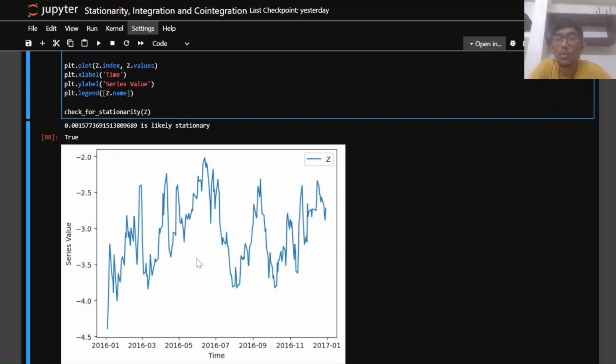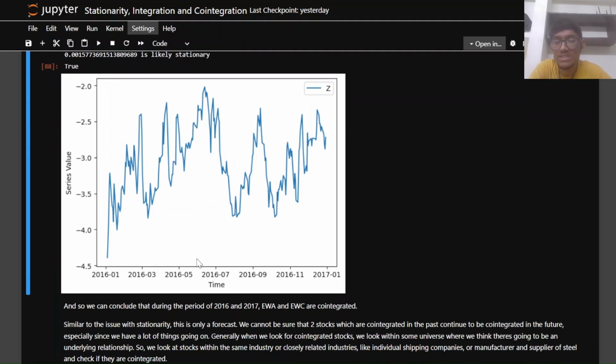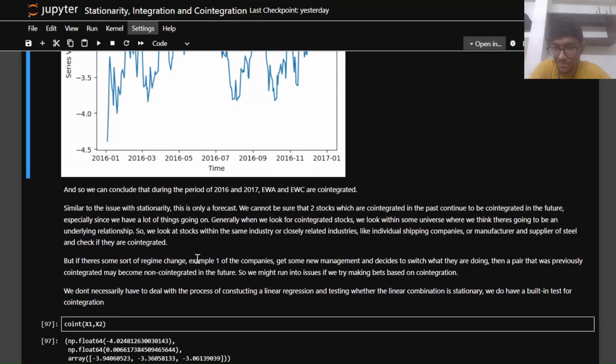One could check whether our time series z is stationary or not by using the statistical test that we had discussed earlier. Just by calling the function check for stationarity, one could find what the p-value is. The p-value turns out to be 0.00158, which is below the cutoff of 0.01 and indicates that our time series z is stationary, and hence our linear combination is I0, and so we can conclude that during this period of 2016 and 2017 our EWA and EWC were likely to be co-integrated.